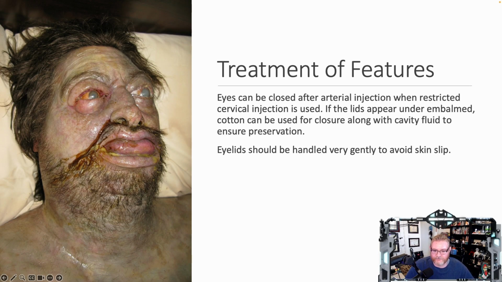Eyes can be closed until after arterial injection when restricted cervical injection is used. If the lids appear under-embalmed, cotton can be used for closure along with cavity fluid to ensure preservation. Eyelids should be handled very gently to avoid skin slip.